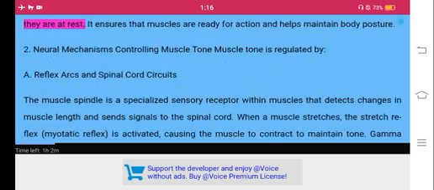Muscle tone, definition and regulation. 1. What is muscle tone? Muscle tone refers to the continuous and passive partial contraction of muscles, even when they are at rest. It ensures that muscles are ready for action and helps maintain body posture.